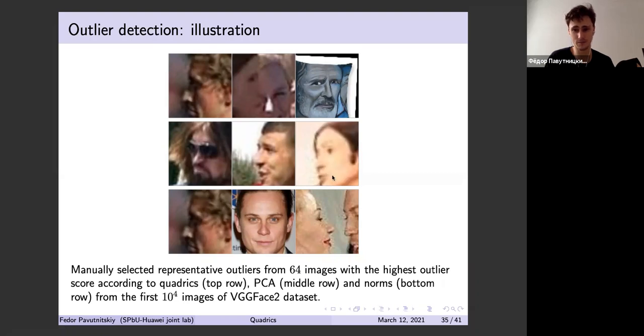Also, I forgot how to call it in English, like profile. Okay, that doesn't matter. So side pictures are also detected as outliers in the case of PCA.